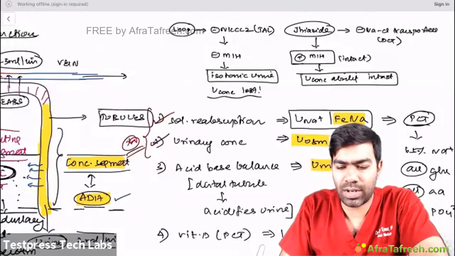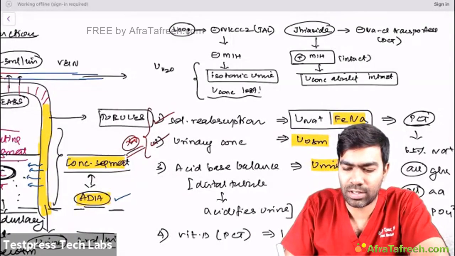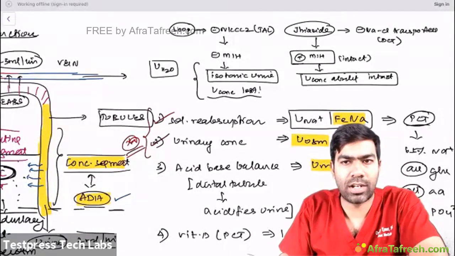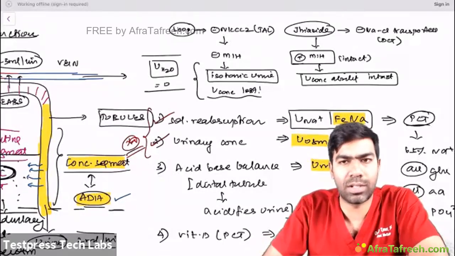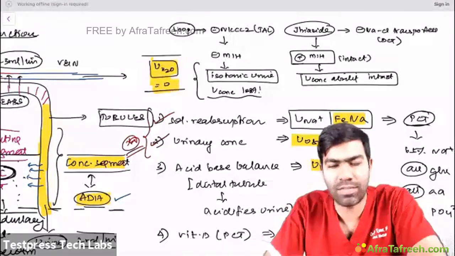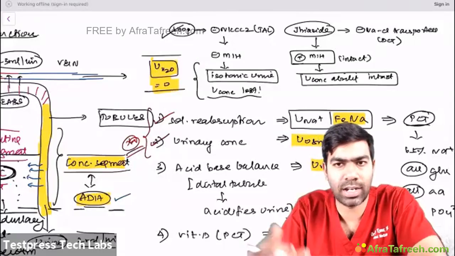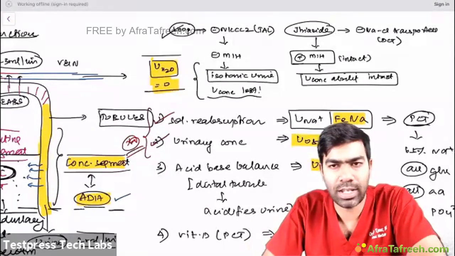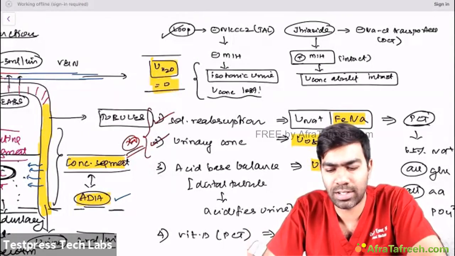That is the reason why whenever they ask you about free water clearance, there is something called urinary free water clearance. With loop diuretics it is equal to 0, which means they neither preserve nor lose excess water. So this is a very important question in the exam as well. Urinary free water clearance as far as loop diuretics are concerned is equal to 0, because they can neither lose excess water nor gain excess water. It's isoosmotic in nature. So that is why urinary free water clearance is 0.